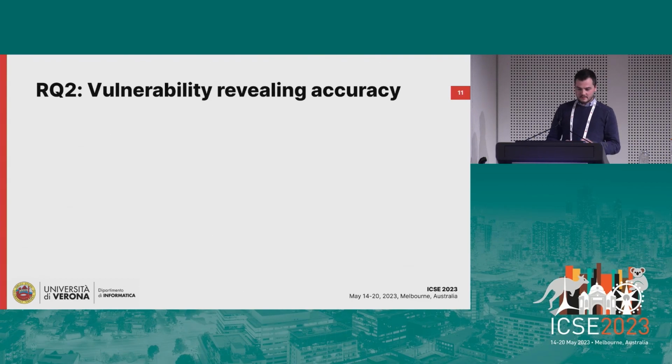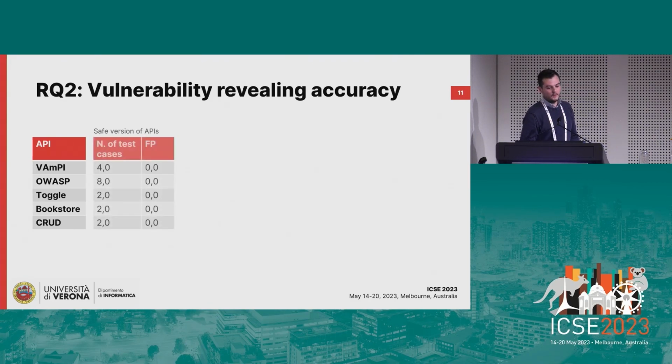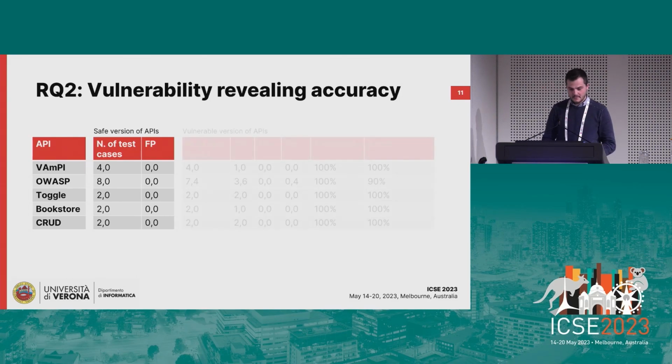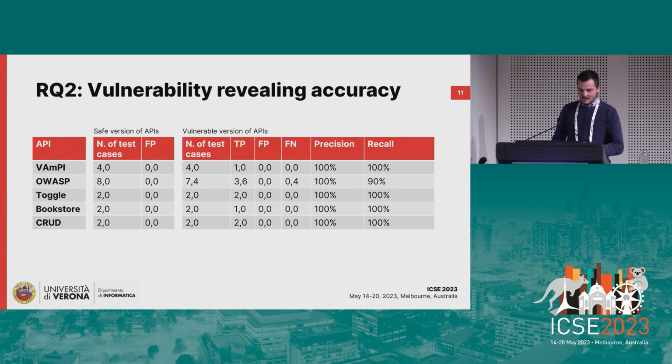Moving to the general vulnerability revealing accuracy on the same 5 APIs, we first ran our approach on a safe version of the API without vulnerabilities. And we can observe that no vulnerabilities were detected, so no false positives, and that's a good thing. While instead on a version of those APIs with vulnerabilities, some of them already vulnerable, for some of them we manually seeded some vulnerabilities. We can see that also in this case, the approach did not reveal any false positives, and it's quite precise at revealing the vulnerability. In fact, all the vulnerabilities it reported are true, and in most cases, it was able to reveal all the vulnerabilities in the APIs.